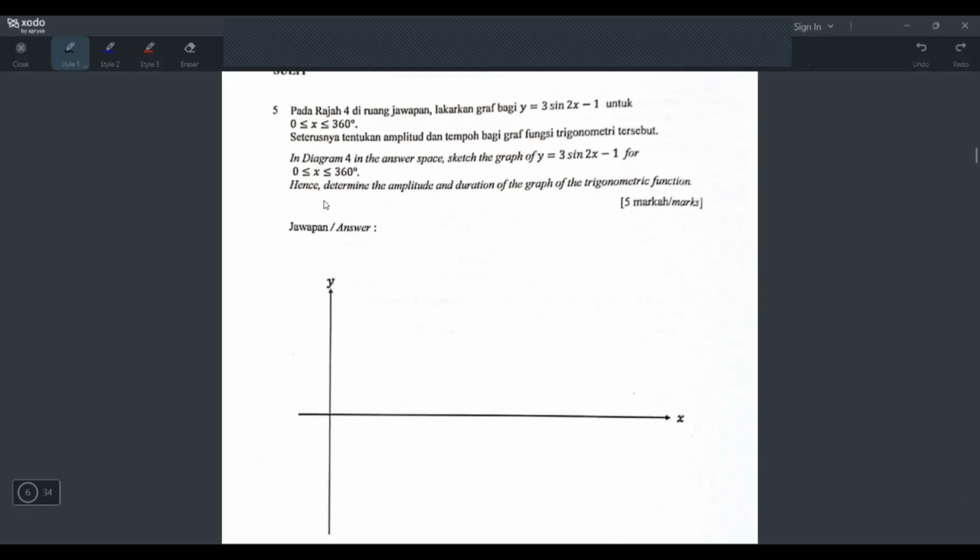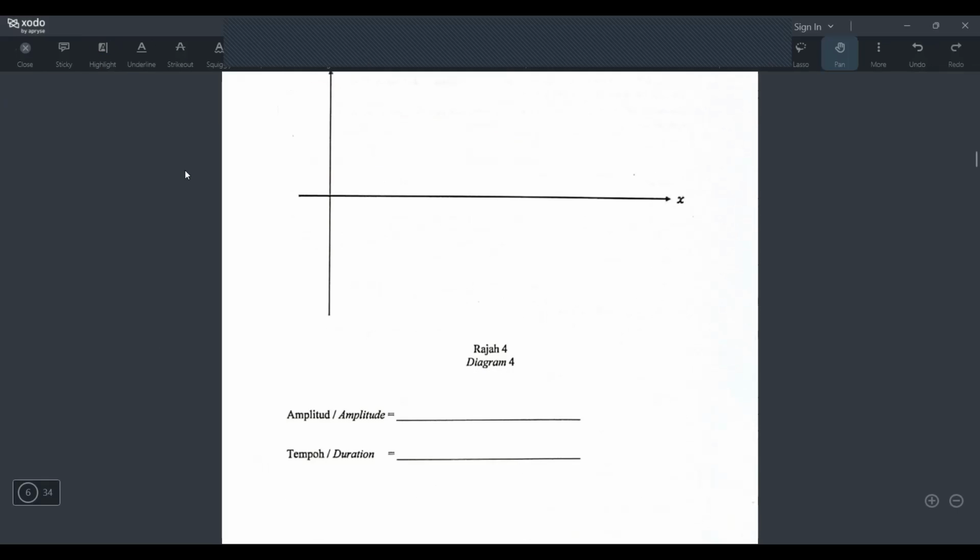Okay, let's continue with number 5. This is what chapter? Let's read. In diagram 4 in the answer space, sketch the graph for this. And then for 0 until 360, okay, the range is important also. And then hence determine the amplitude and duration. Okay, this one is period. Duration means period. Okay, so state the amplitude and period of the graph of the trigonometric function. Okay, I'll explain later what is period. First thing, let's sketch first.